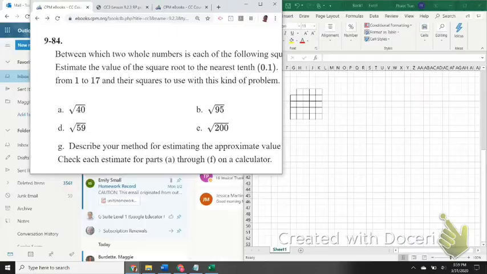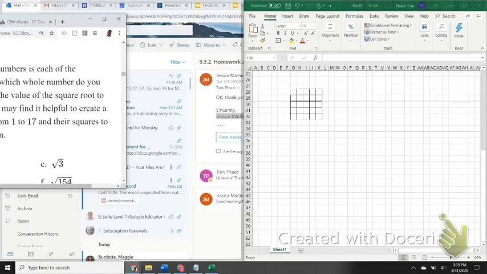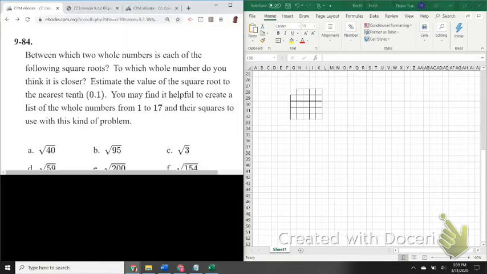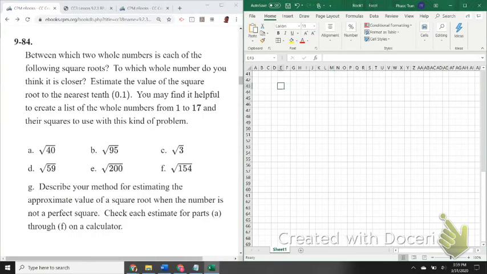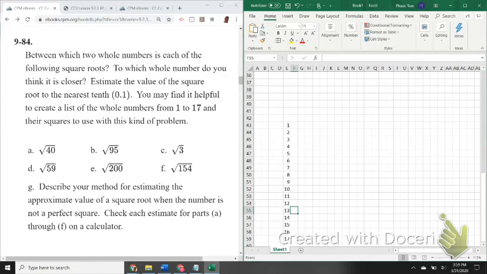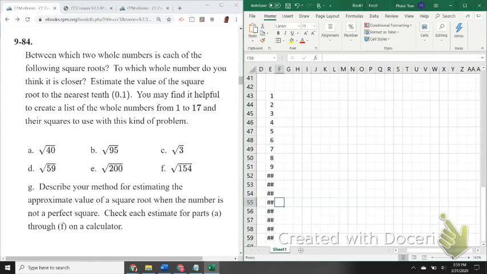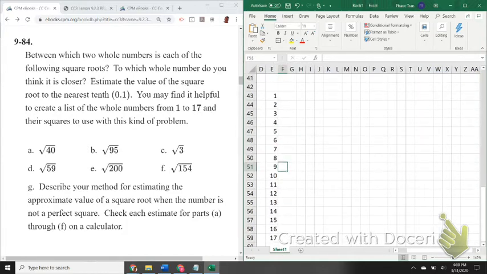At this point, here's what I think you should do. It'll be super helpful. You're just going to create a list of 1 through 17, like I'm going to do right now. Just do it on a piece of paper. Write 1, 2, 3, 4, 5, 6, 7, 8, 9, all the way to 17. Zoom in here. So 1 through 17, and I want you to actually square these. Pause the video right now. I want you to square each one of those numbers.